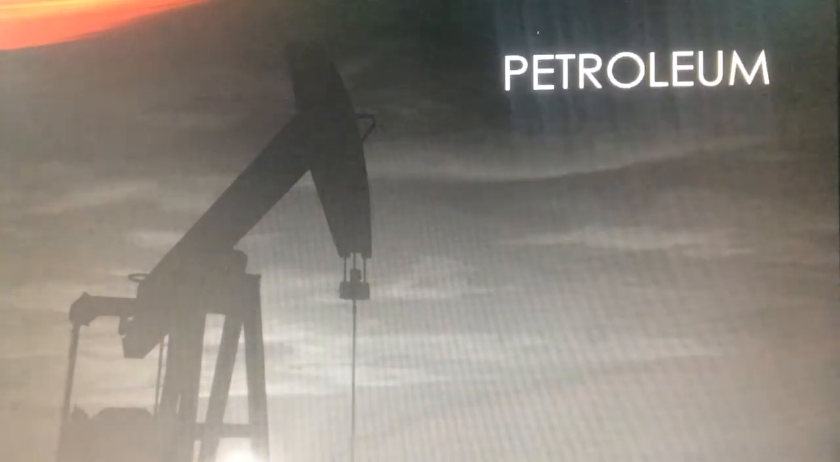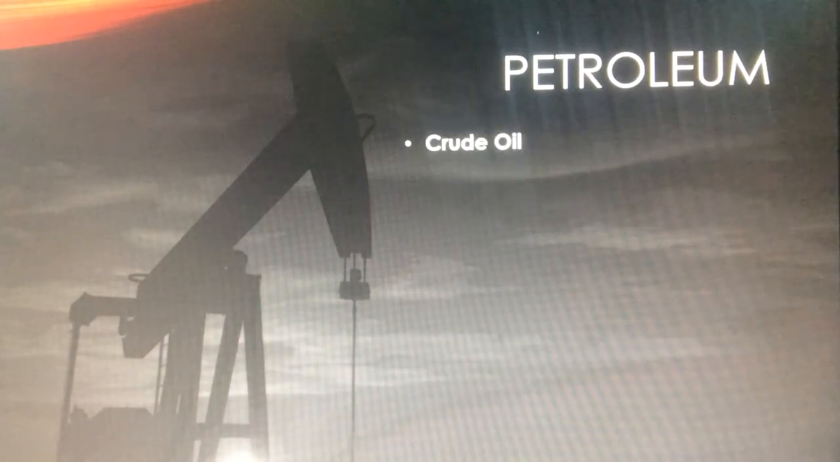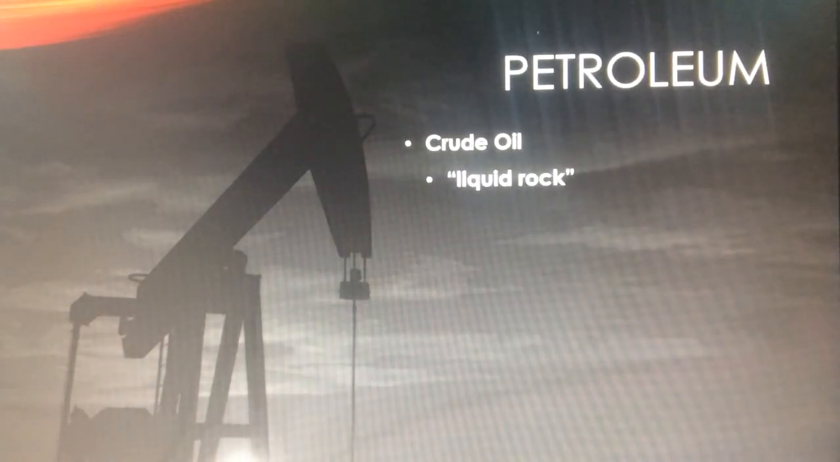Almost all matter will have three states. It'll have a solid, liquid, and gas, depending on how much energy you put in or take away. Well, fossil fuels are the same. The liquid form is called petroleum. The word petroleum means liquid rock. Another word for petroleum is called crude oil.